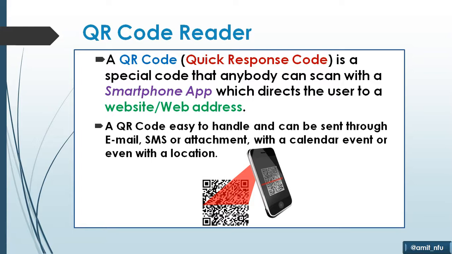First of all, the QR code reader. QR code basically means the quick response code. It's a special code that anybody can scan with a smartphone app, which directs the users to a website or a web address. When we scan the code through our smartphone, it usually links us to a web address, and we reach that web address. Most smartphones have a scanner app which can scan various types of code, and QR code is one of them.